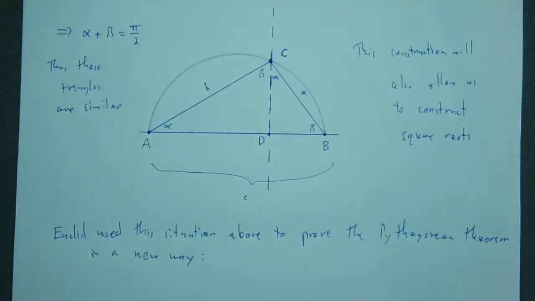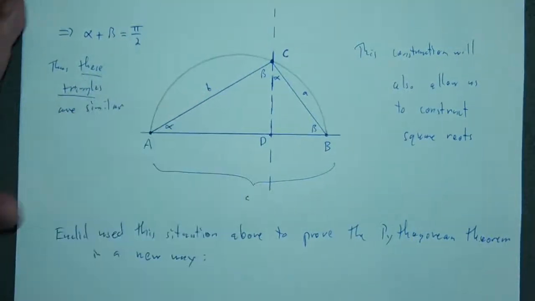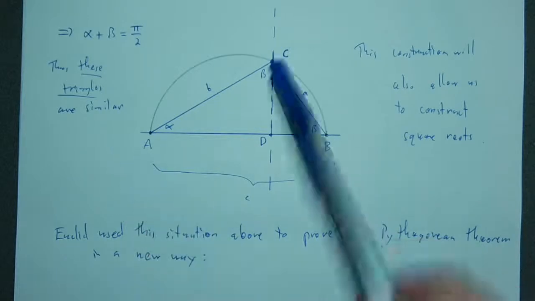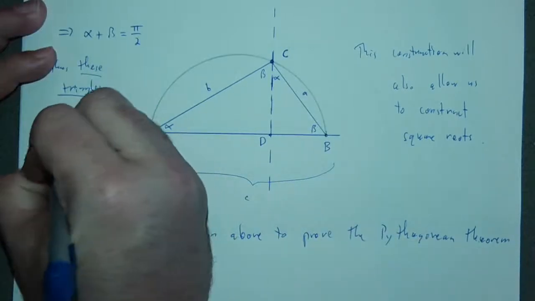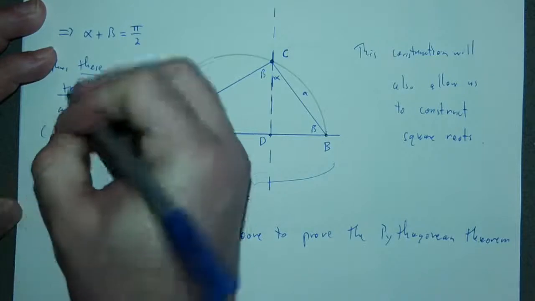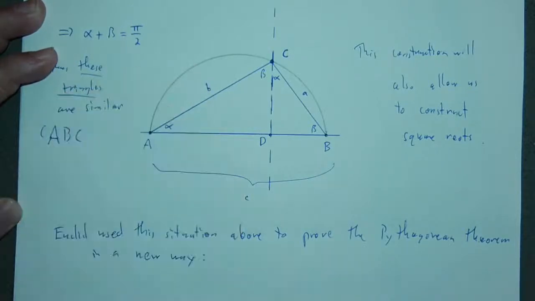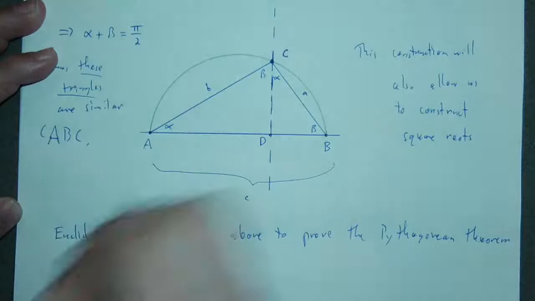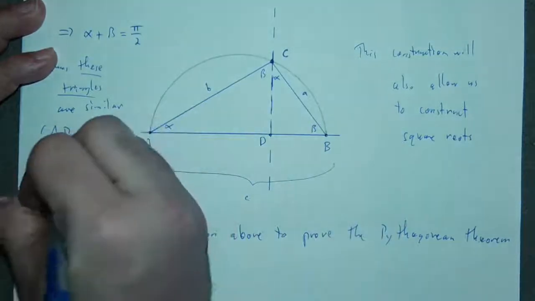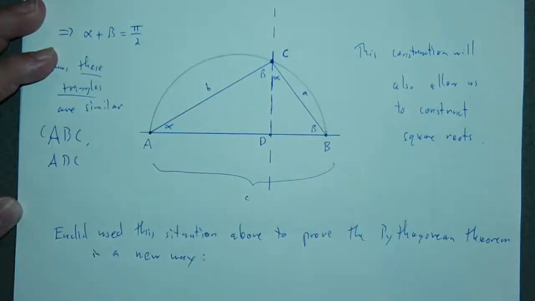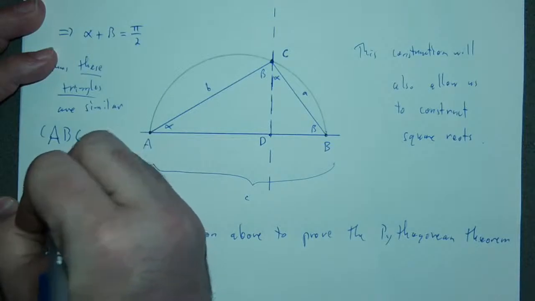Now, when I say these triangles, what am I referring to? Well, I'm actually referring to three triangles here. I'm referring to my large triangle, ABC. So ABC is similar to triangle ADC, and it's also similar to BDC.